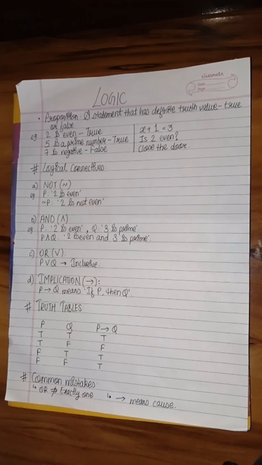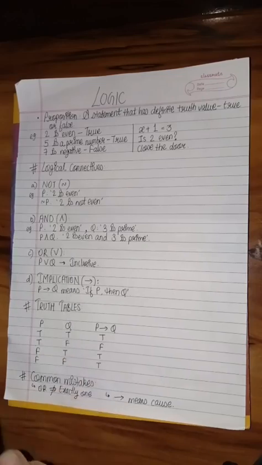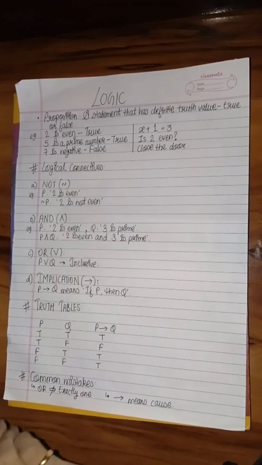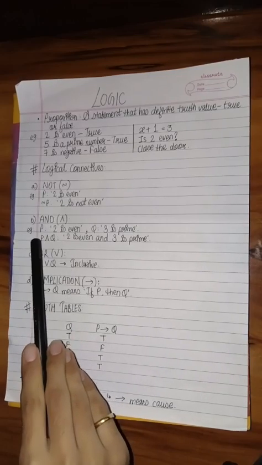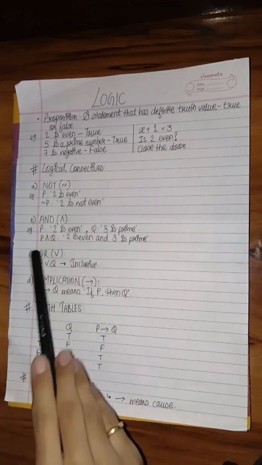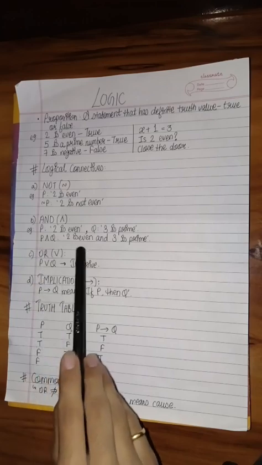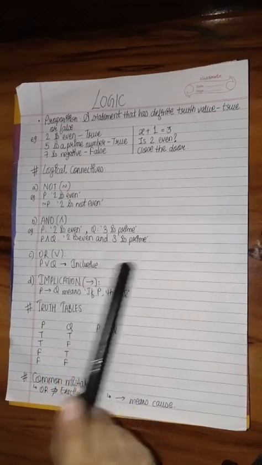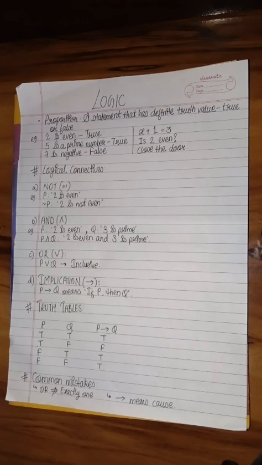Next is and, which is written as this. So here consider proposition P, which is 2 is even, and Q, which is 3 is prime. Then P and Q is 2 is even and 3 is prime. This is true only if both the statements P and Q are true.